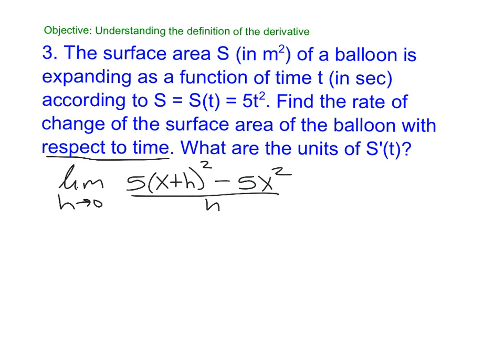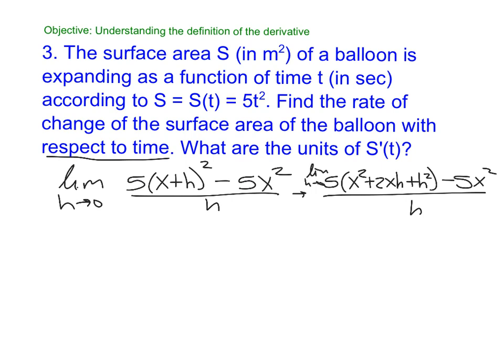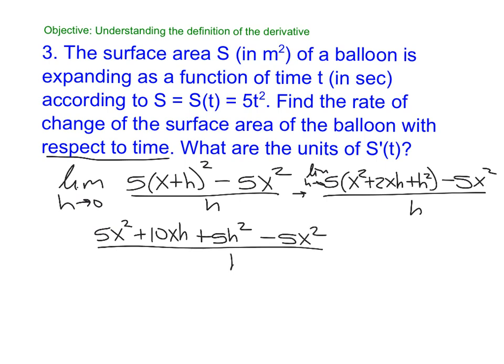So go through, multiply all that out. What do you get? So this is 5 times x squared plus 2xh plus h squared minus 5x squared all over h, the limit. So 5x squared plus 10xh plus 5h squared minus 5x squared all over h. The 5x squareds cancel, and then we can divide out the h's.